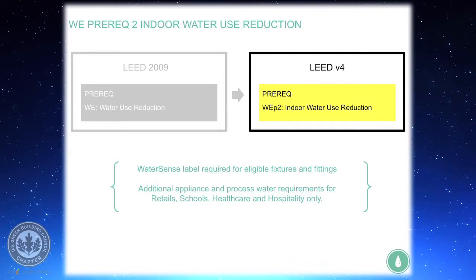For the indoor water use reduction prerequisite for eligible fixtures, we have the WaterSense label required. And then this is where you'll start to see some of those appliance and process water requirements specific to the projects where it's most relevant. So healthcare, retail, schools, and hospitality.